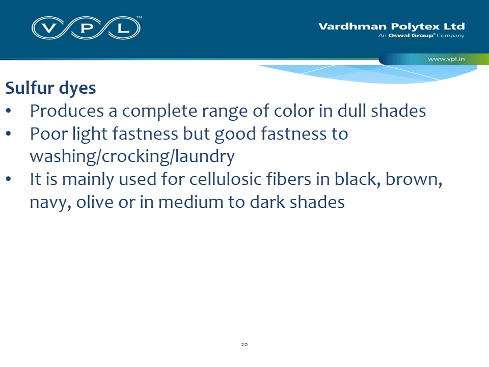And the last one is sulfur dyes. Produce a complete range of color in dull shade. Poor light fastness but good fastness to washing, crocking and laundering. It is mainly used for cellulose fiber in black, brown, navy, olive or in medium to dark shade.